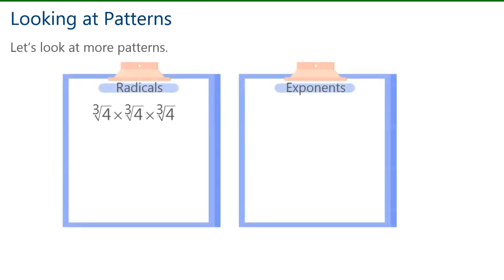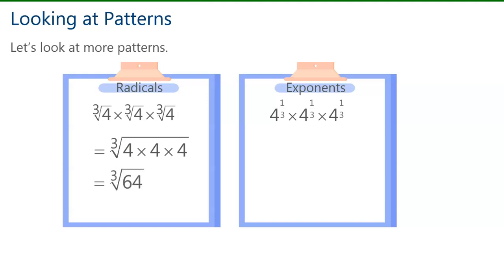On the left, we have the cube root of 4 times the cube root of 4 times the cube root of 4. And for exponents, we have 4 to the 1/3 times 4 to the 1/3 times 4 to the 1/3. Let's do the math on the left-hand side with the radicals. So using our multiplication property for radicals, we get the cube root of 4 times 4 times 4, all under the radical sign. We end up with the cube root of 64, and we know that to be 4.